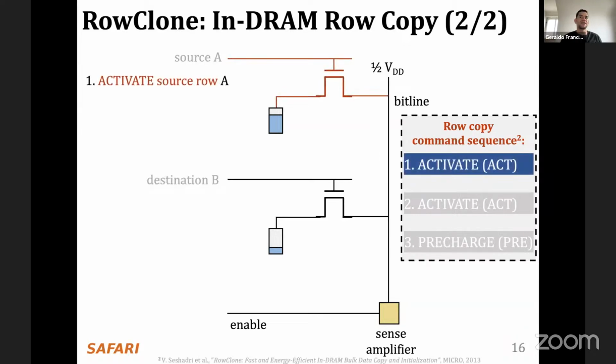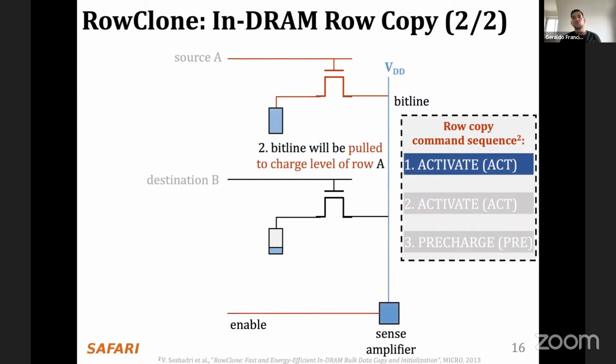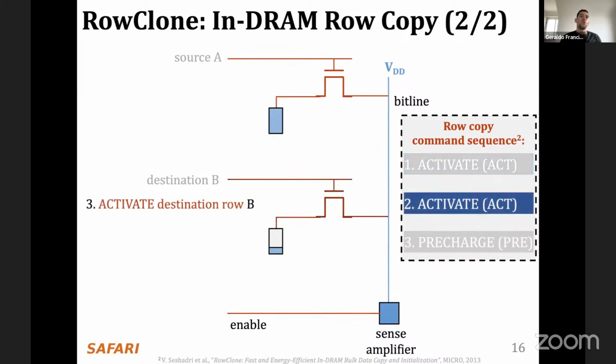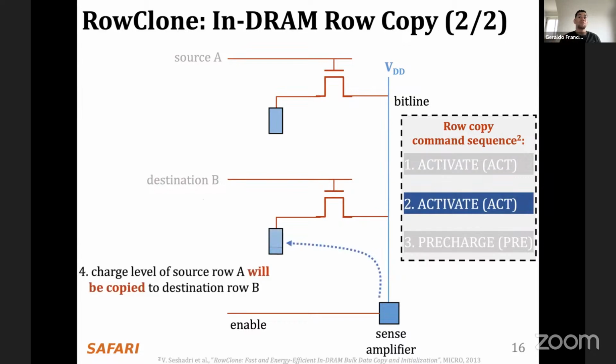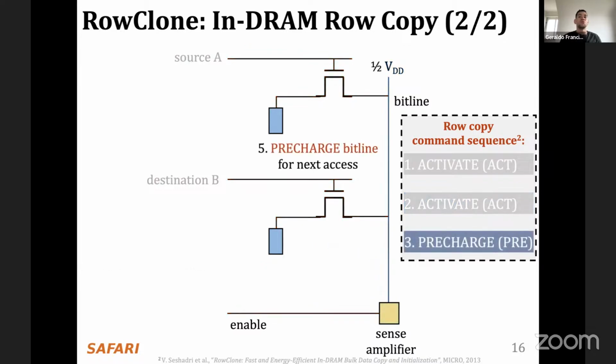First, we send the activate command to the source row A, which will copy the content of the source row A into the row buffer. Then we issue an activate command to the destination row B, which connects the cells in the destination row B to the bit line. Because the sense amplifier has already sensed and amplified the source data by the time row B is activated, the data in each cell of row B is overwritten by the data stored in the row buffer. This copies the data in source row A to the destination row B. Finally, we issue a precharge command to prepare the DRAM array for a follow-up access.